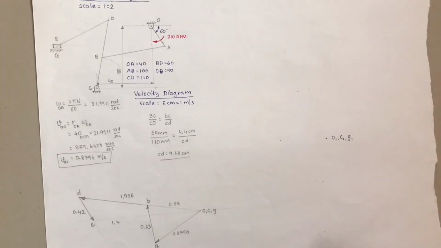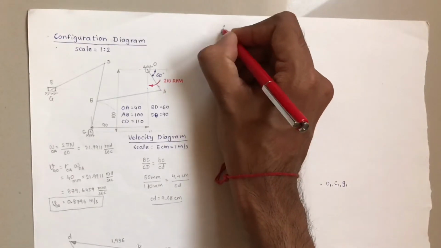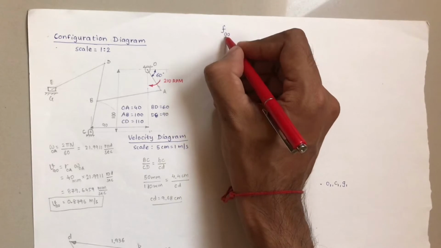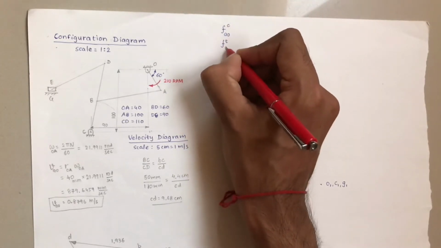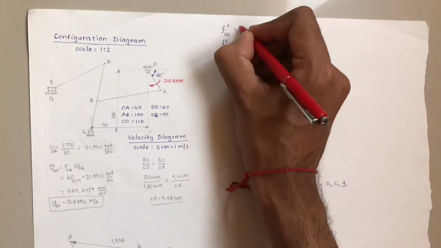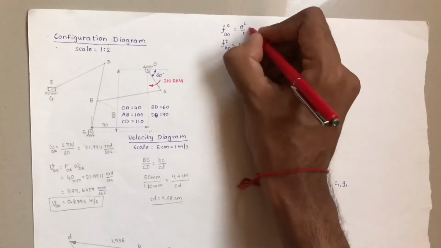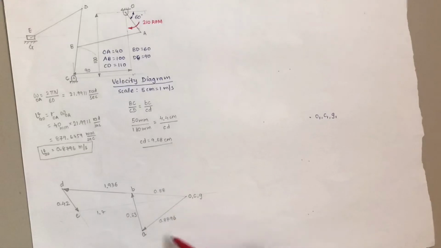Now the acceleration diagram contains centripetal and tangential components. So first let us start with OA. Acceleration, small f a o, is the acceleration of A with respect to O, centripetal component and tangential component. The centripetal component is v square by r, and the tangential is r alpha. We represent the velocity of AO, so let us see in the velocity diagram, it is 0.8796.